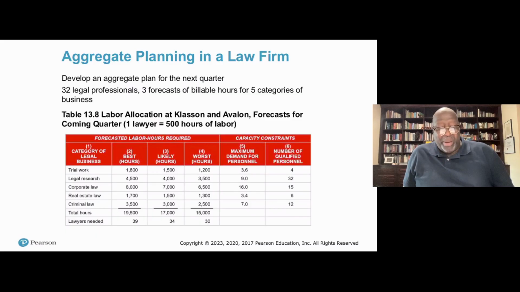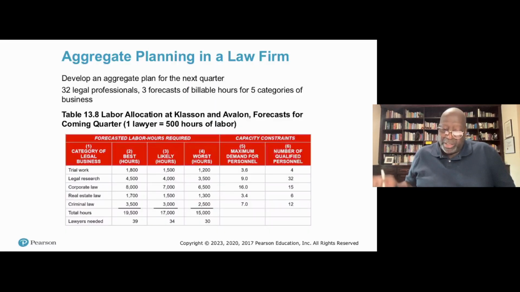So we could see aggregate planning in services where you could actually allocate the number of hours for different types of services. So you could see here category of legal business, trial work, legal research, corporate law, etc. So best hours, likely hours, worst hours, maximum demand for personnel, and the number of qualified personnel. So this is a case where you might look at the demand for the kind of personnel and what the labor pool is able to provide.